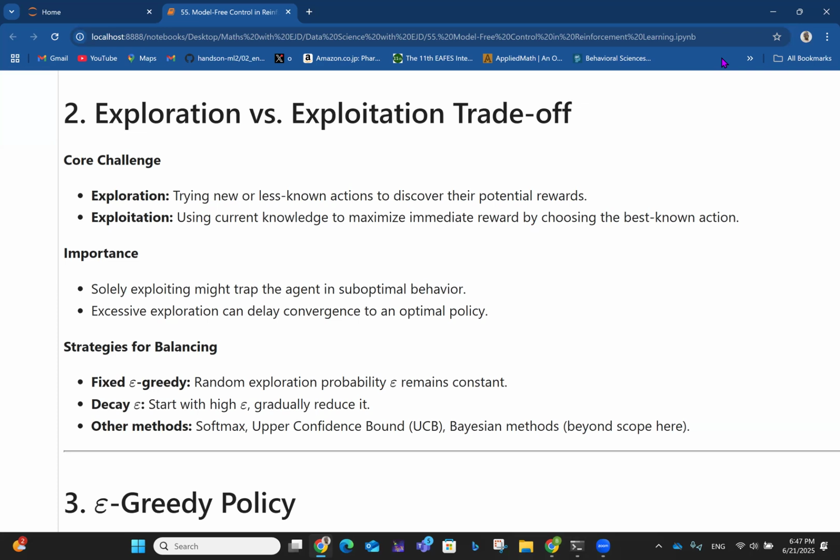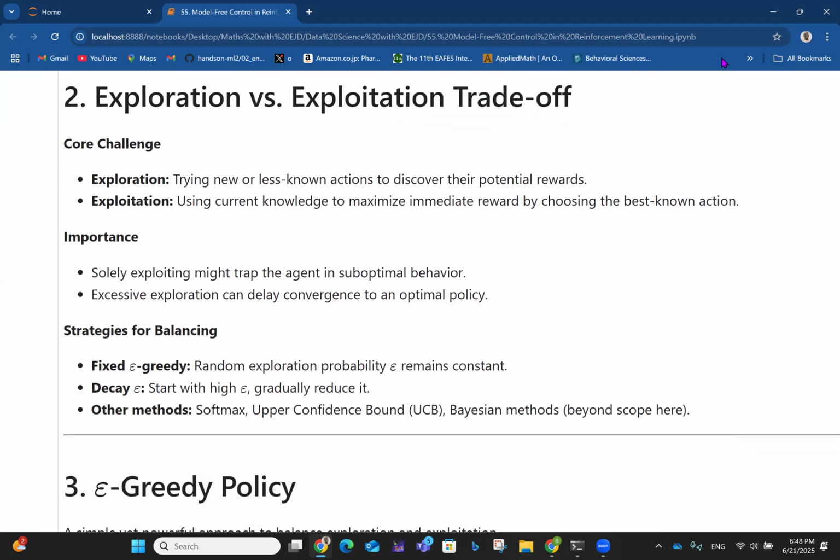Exploitation is using current knowledge to maximize immediate reward by choosing the best known action. As you explore, you find the best ways to do certain things, and then you can begin to exploit your knowledge to do that. We need a trade-off between both exploration and exploitation. The importance of that trade-off is this: if all you are doing is exploiting, maybe you get to a new environment and you know how to do some things very well, but you depend on just the little knowledge you already have. Solely exploiting might trap the agent in suboptimal behavior.